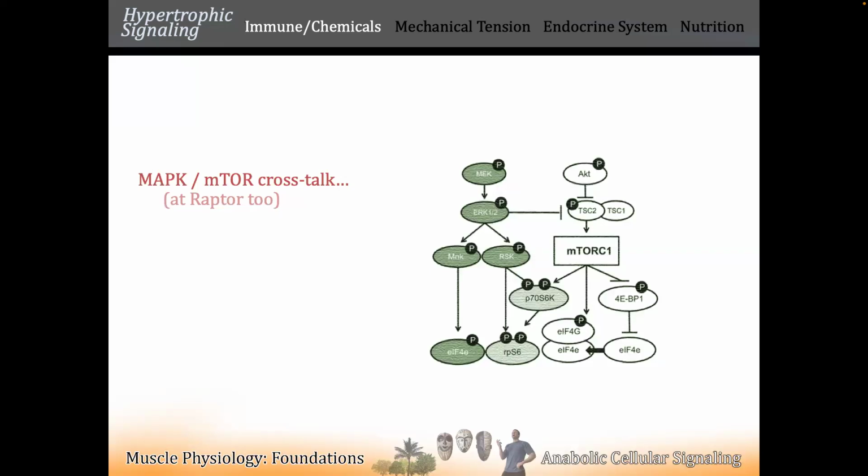So you see tuberin being inhibited there. And another interaction that is not shown here, but exists in real life, is Raptor. MAPK signaling will help activate Raptor. So tuberin gets inhibited, Raptor gets activated. These are both points of interaction for MAPK to help activate mTOR.